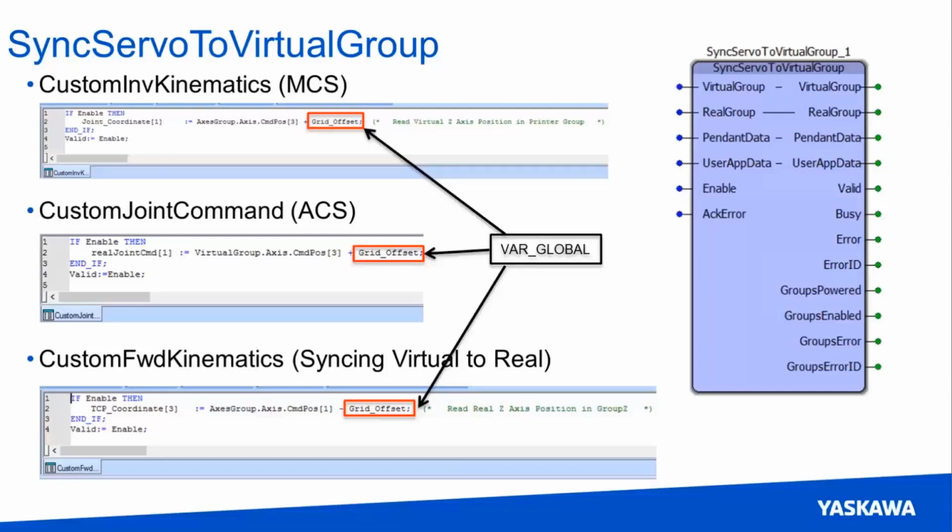So if you're using a GUI that supports multiple coordinate systems and you're an MCS, you'll have sync servo to virtual group using the custom inverse kinematic. If you're an ACS, it'll be the custom joint command. And the custom forward kinematics is used just to set the virtual position when you're changing between coordinate systems. In that case, we'd want to subtract the grid offset. In the other two cases, we add it onto the virtual position. In custom forward, we subtract it from the real position.